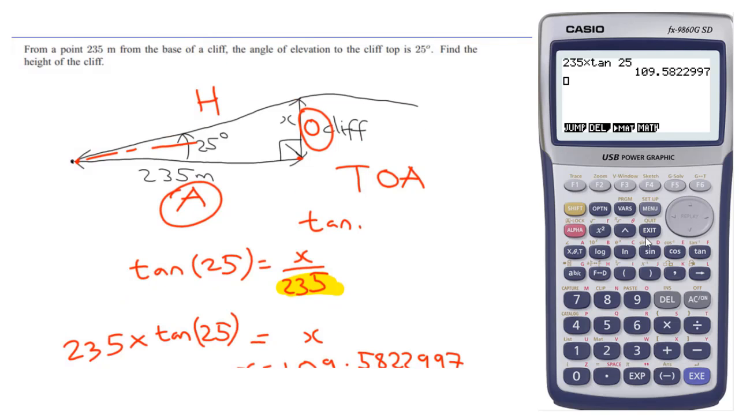You should always look at your diagram and see if it looks sensible. You would expect x to be smaller than the 235, but it doesn't look so small that it's ridiculous. That diagram is not bad actually. I think it's still quite a high cliff, 110 meters.